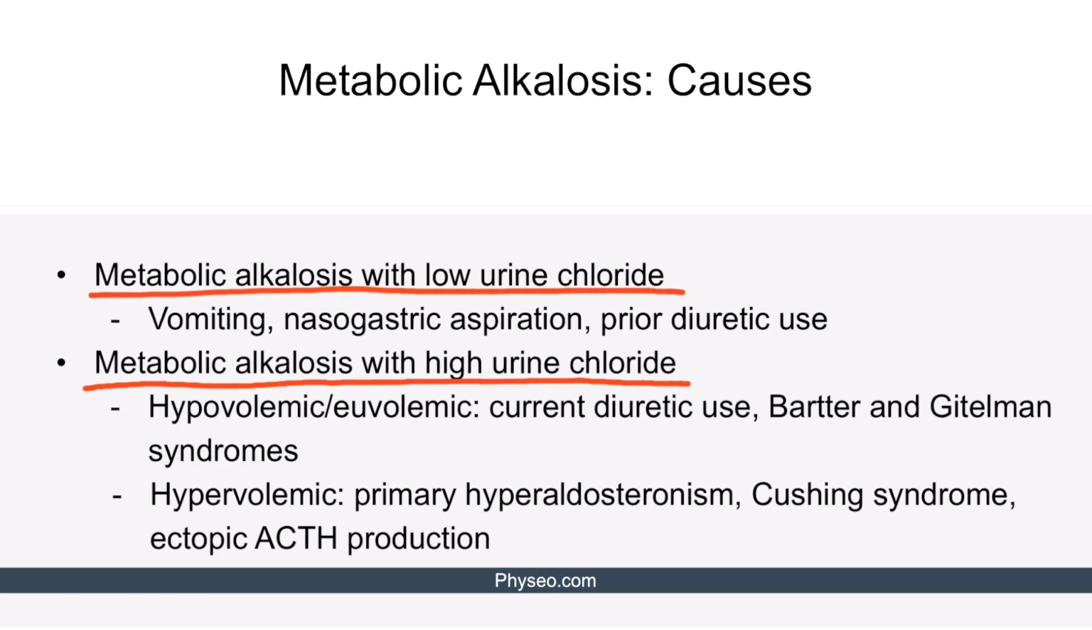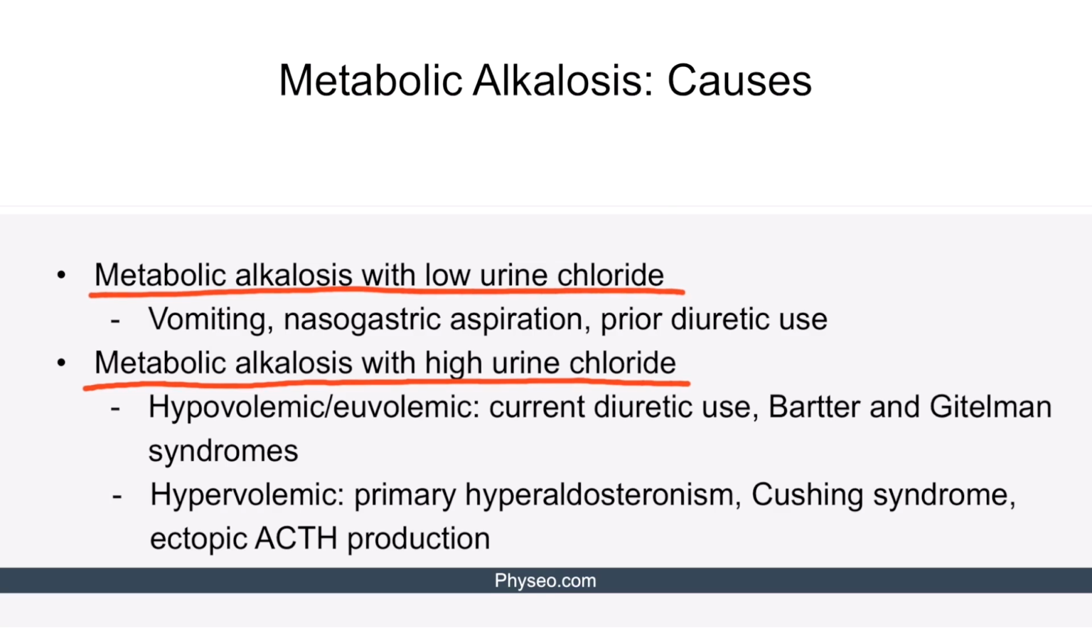In contrast, the prior diuretic use causes volume depletion, activation of renin-angiotensin-aldosterone system, and reabsorption of urinary chloride. This is why the prior diuretic use results in low urine chloride. Bartter syndrome is a genetic defect of the sodium-potassium to chloride cotransporter, and it mimics the chronic loop diuretic use. Gittleman syndrome is a genetic defect of sodium chloride cotransporter, and it mimics the chronic thiazide diuretic use.